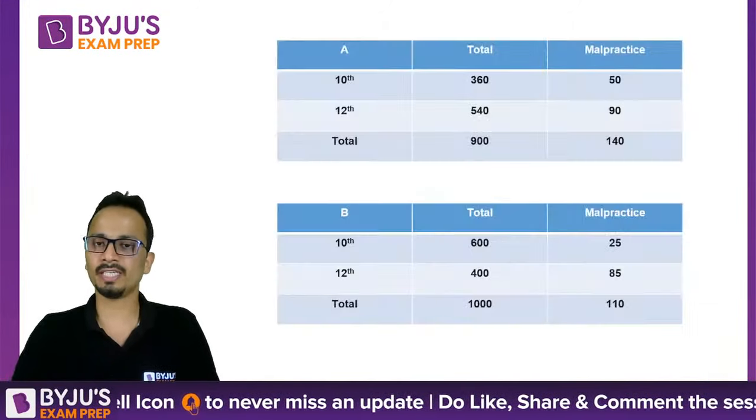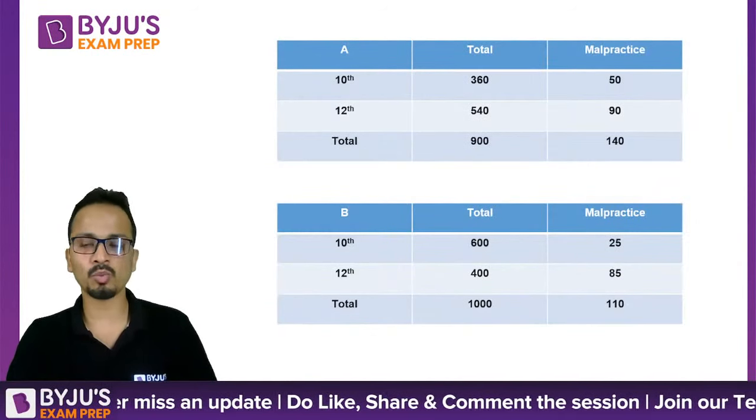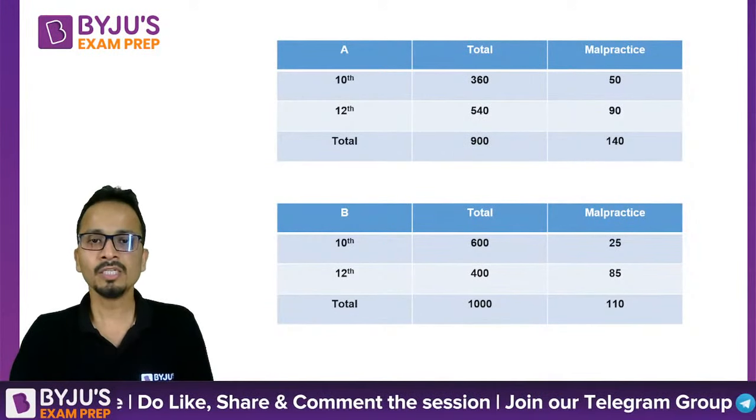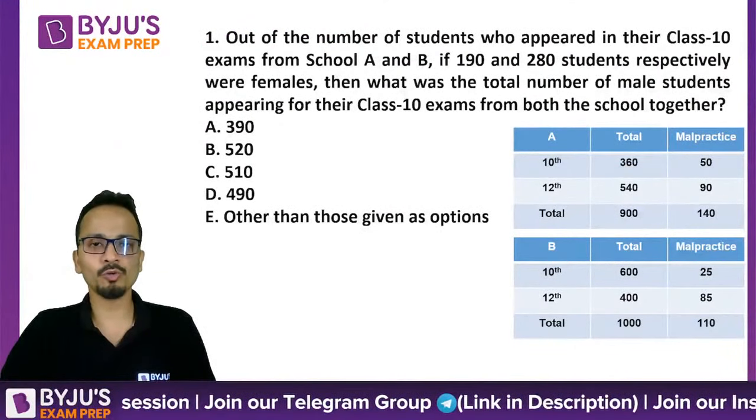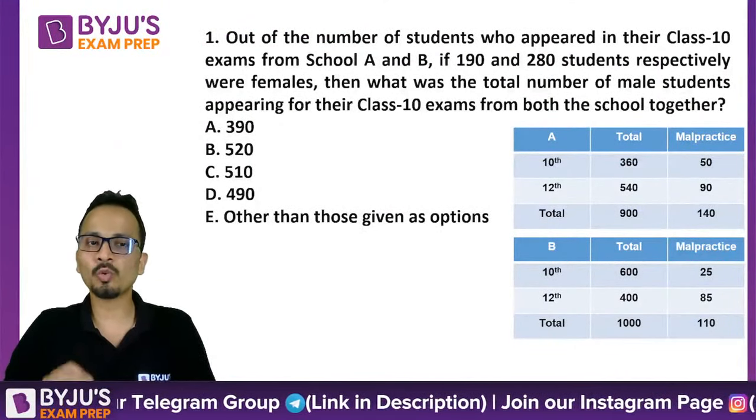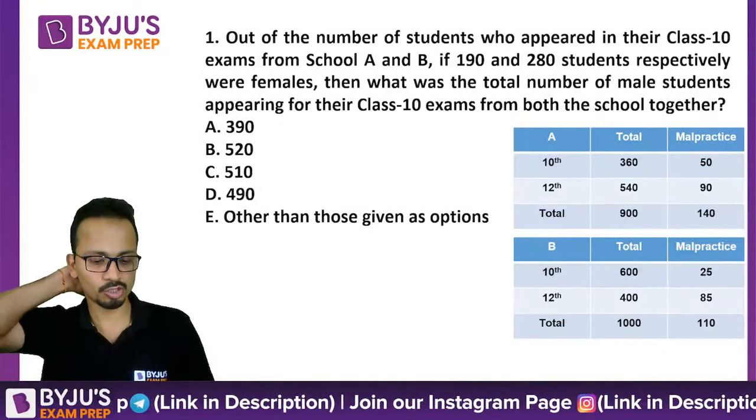Okay, all right. Now let's move on to the questions one by one. So question number 1 on your screen, the table is there with all of you. You can read this question and quickly tell me what will be the answer for this first question.